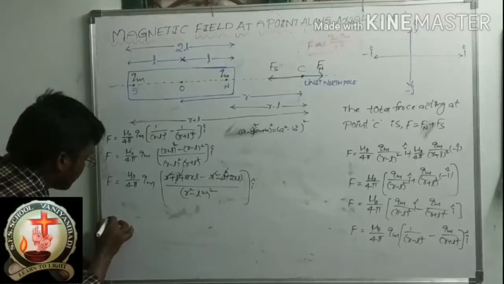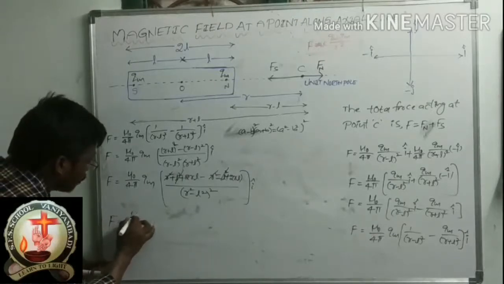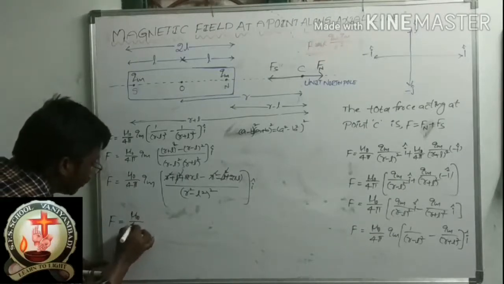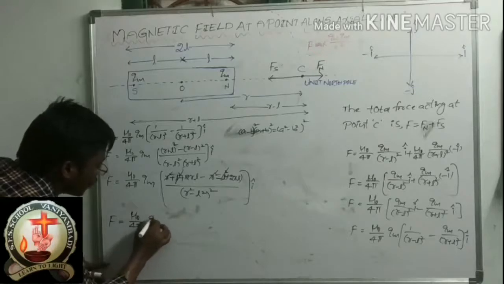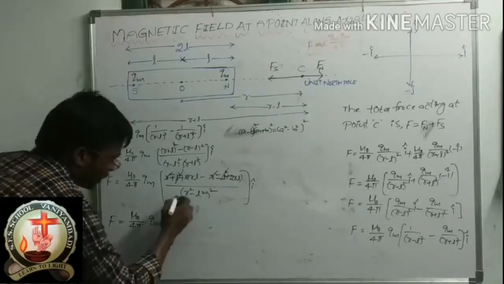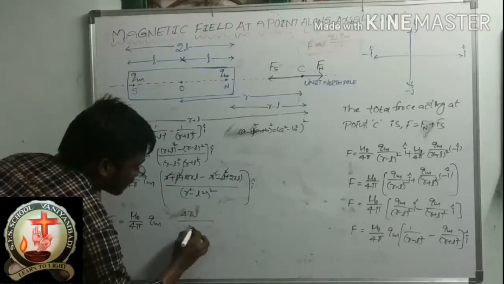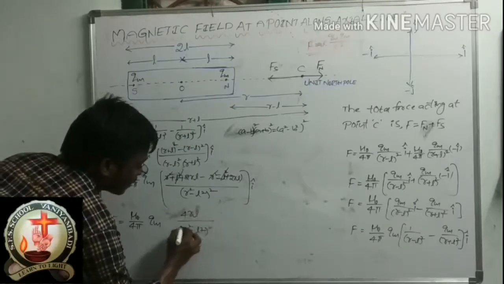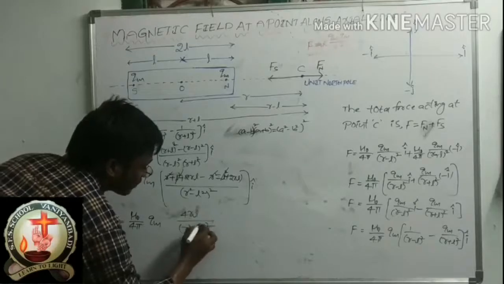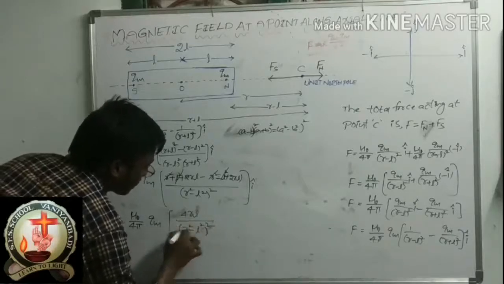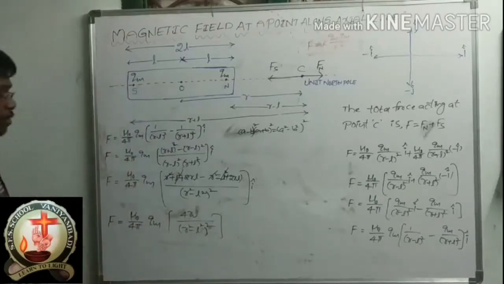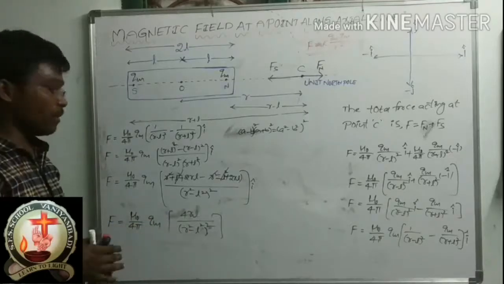So F is equal to mu naught by 4 pi Qm. Here what is remaining? 4RL by R square minus L square whole square.